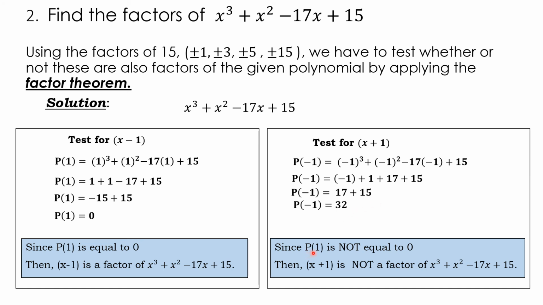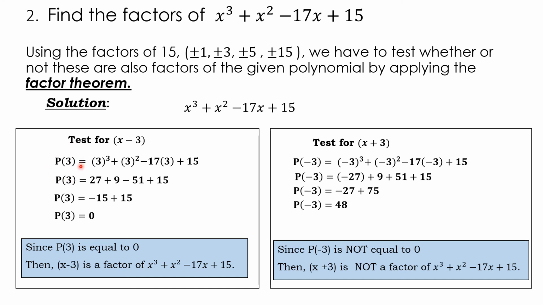Since p of negative 1, this is p of negative 1, okay? So, since p of negative 1 is not equal to 0, then we can say that x plus 1 is not a factor of x cubed plus x squared minus 17x plus 15. So, ganun lang ulit yung gagawin natin sa mga susunod. Itatry natin yung positive and negative 3, positive and negative 5, and positive and negative 15. Lahat ng magiging sagot ninyo na 0 sa dulo, yung ginamit ninyo ay magiging factors.